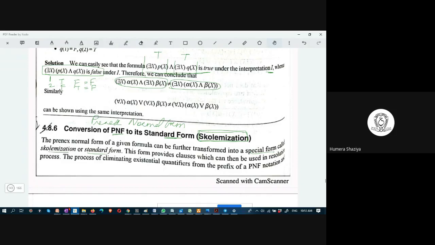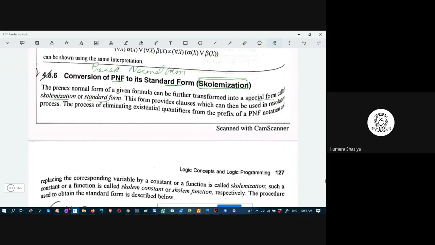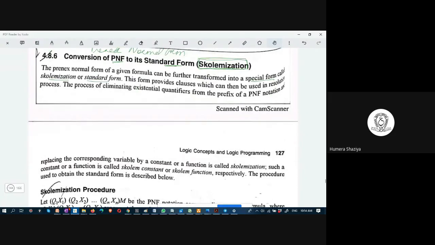And what is the need of having this PNF converted into Skolemization? It is needed in the resolution process. The process of eliminating the existential quantifier from the prenex of the PNF notation and replacing the corresponding variable by a constant or a function is called Skolemization. Such a constant or a function is called a Skolem constant or Skolem function.